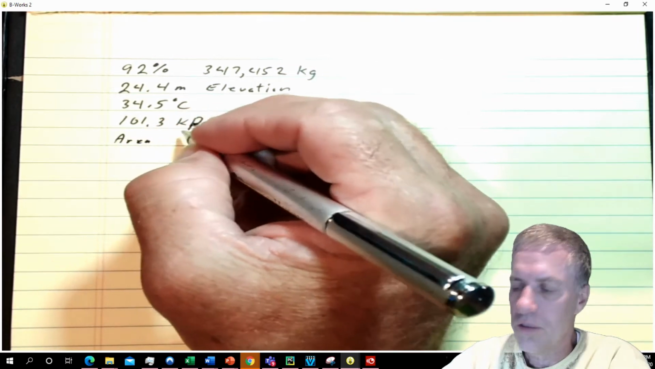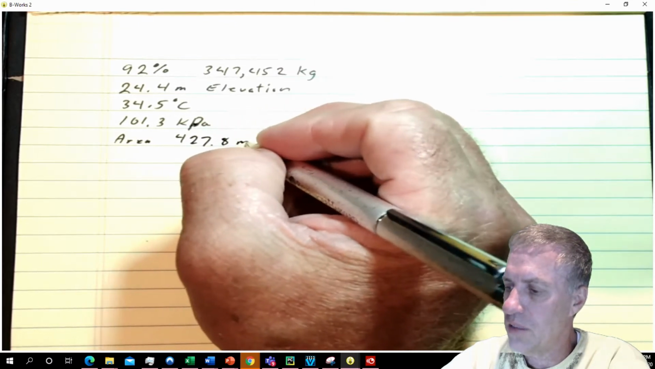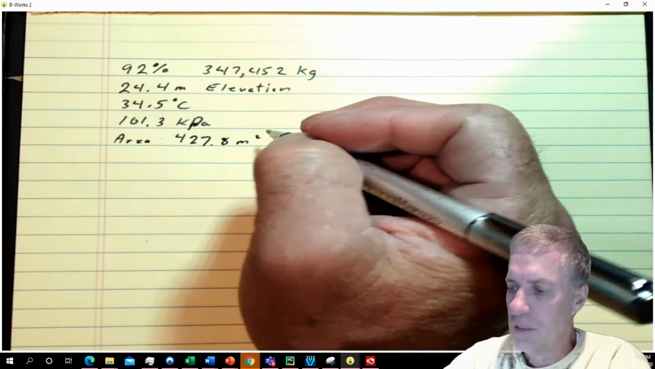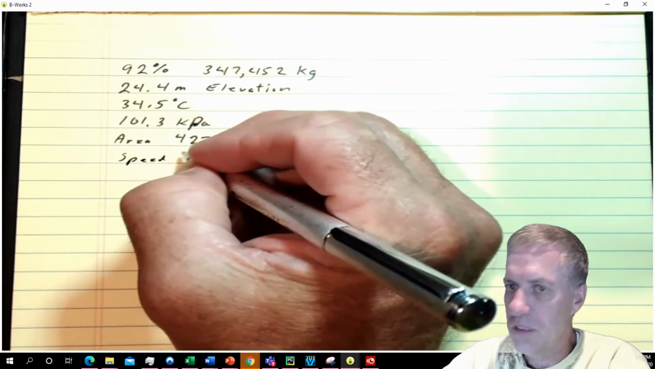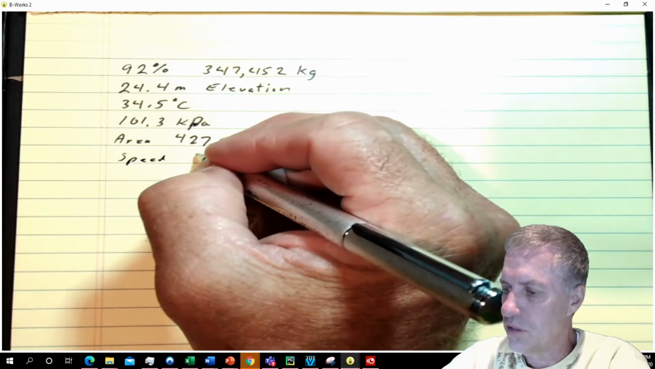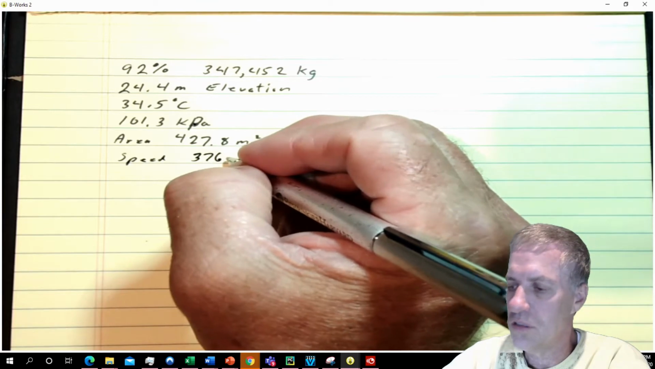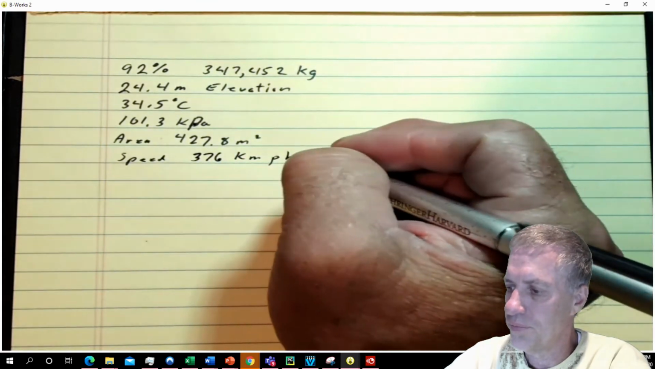The wing area is 427.8 meters squared, and its takeoff speed is 376 kilometers per hour.